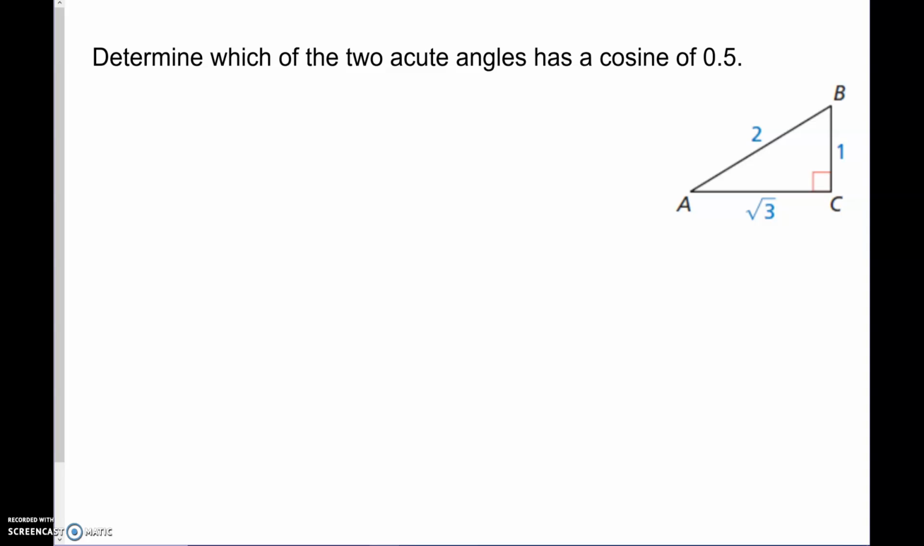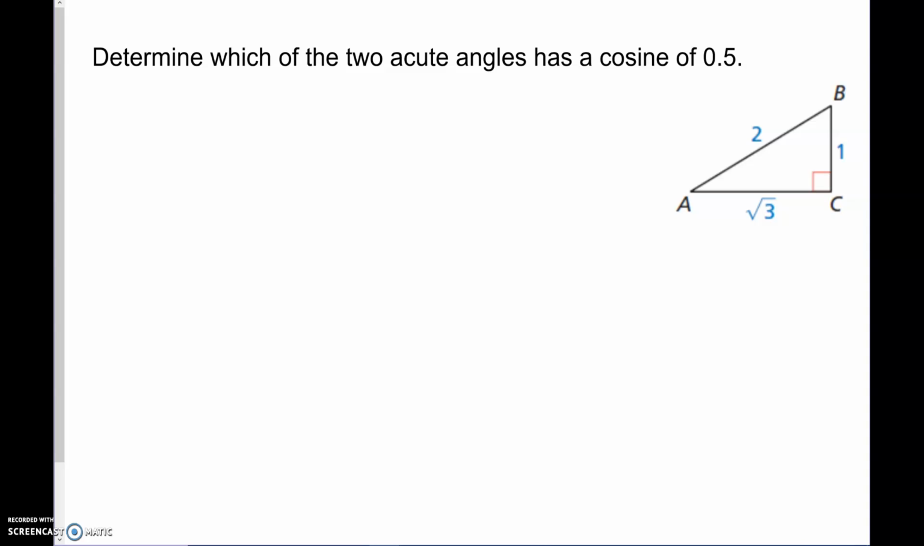Today we're going to be talking about lesson 6 in chapter 9, and we're going to be talking about how to solve a right triangle. So that if you are given all three sides of a triangle, can you now find the angle measures?